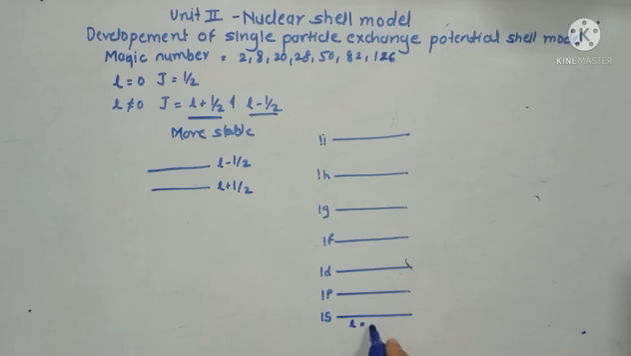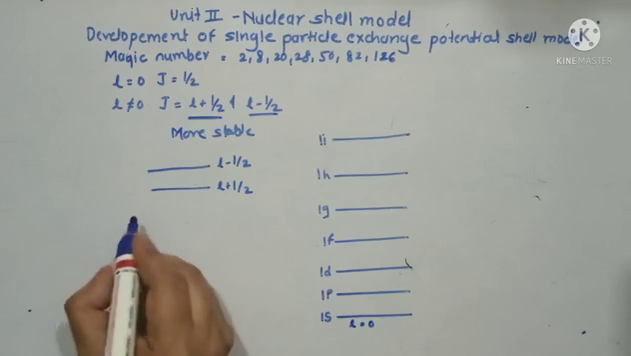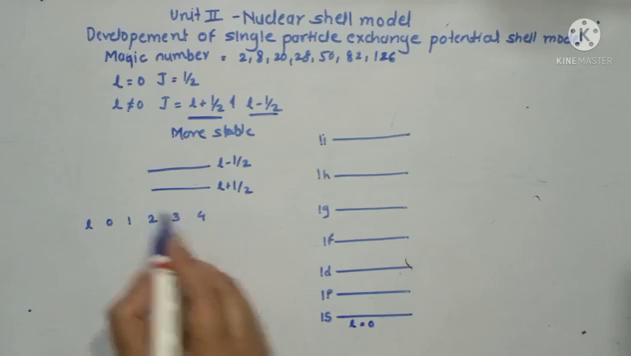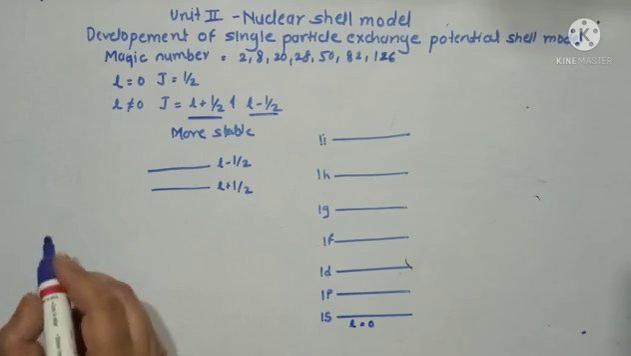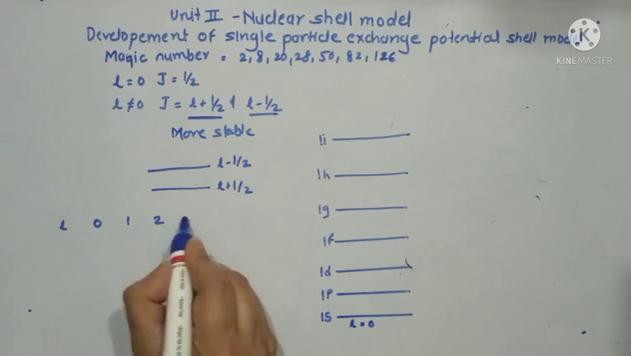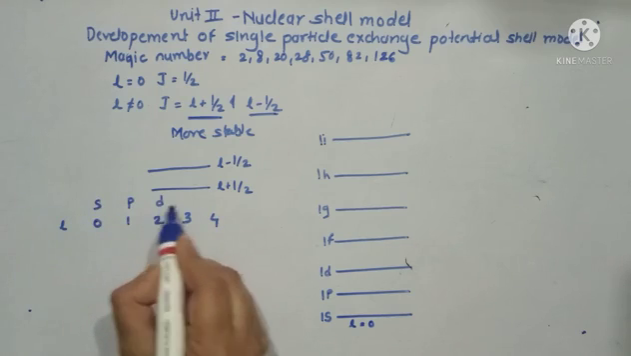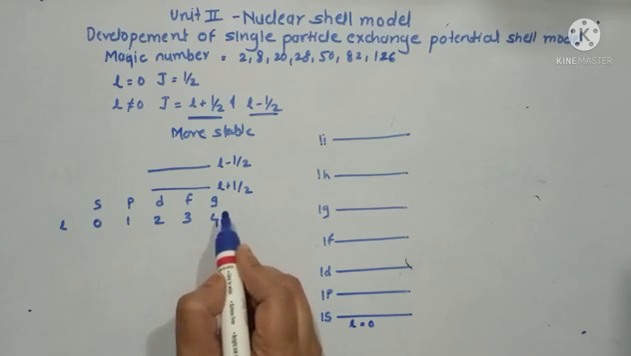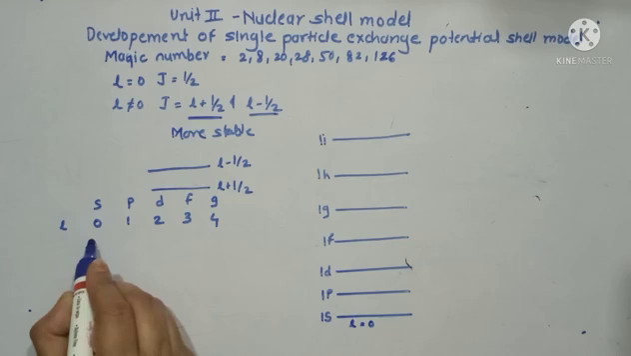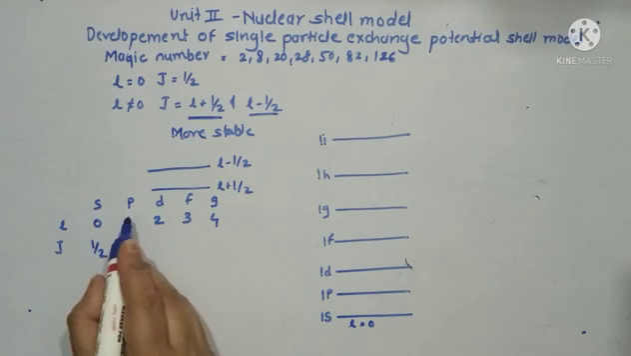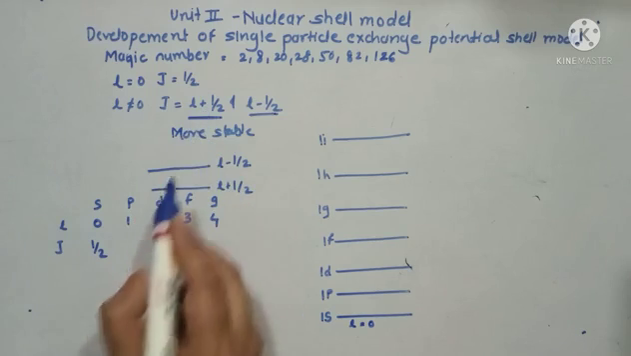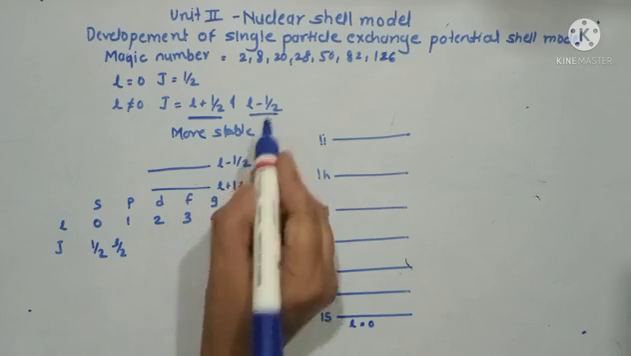For this I will write the table here. For L equal to 0, 1, 2, 3 and 4, the orbitals are S, P, D, F and G. As L is equal to 0 for S, it will give J equal to 1/2. For P, L is equal to 1, so this shell will be split into L plus 1/2, that is 3/2, and L minus 1/2, that is 1/2.